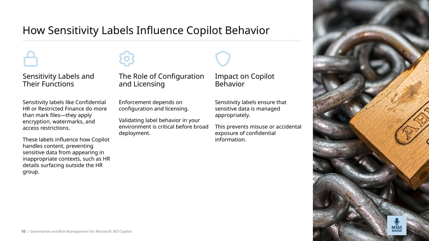Sensitivity labels like confidential HR or restricted finance do more than just mark files. They can apply encryption, watermarks, and access restrictions. These features are vital because they influence how Copilot handles content. For example, they prevent sensitive information, like HR details, from appearing in inappropriate contexts, such as outside the HR group.